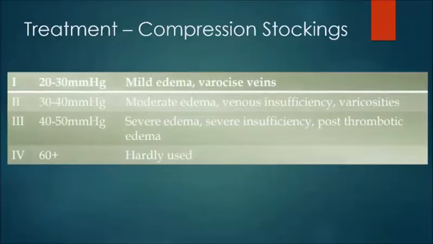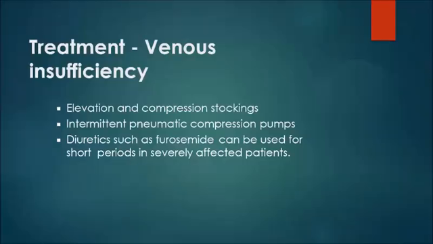These are the typical compression stocking grades. The first one is 20 to 30 millimeters of mercury, and that's for mild edema and varicose veins. Second one is 30 to 40 millimeters of mercury, and that's indicated for moderate edema, venous insufficiency, and varicosities. The third one is 40 to 50, and this is indicated for severe edema, severe insufficiency, and post-thrombotic edema. And greater than 60 is hardly ever used. That's for very severe conditions, but again, it's not used commonly.